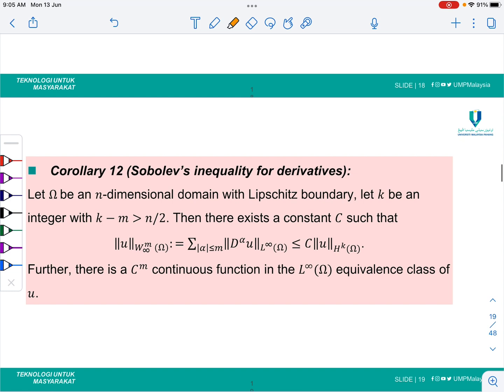In the next corollary, Sobolev's inequality for derivatives. Let omega be an n-dimensional domain with Lipschitz boundary. Let k be an integer with k minus m greater than n over 2. Then there exists a constant c such that the statement provided here holds. Further, there is a Cm continuous function in the L infinity equivalence class of u.